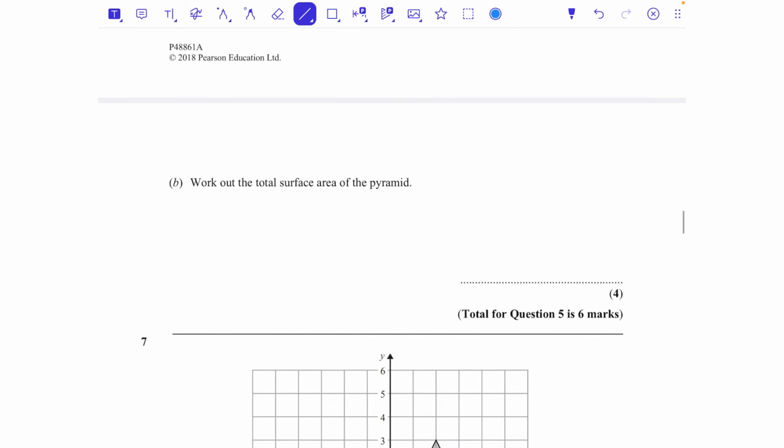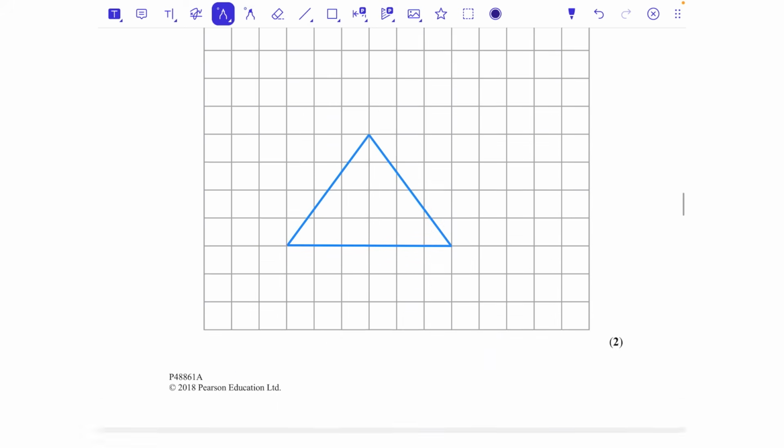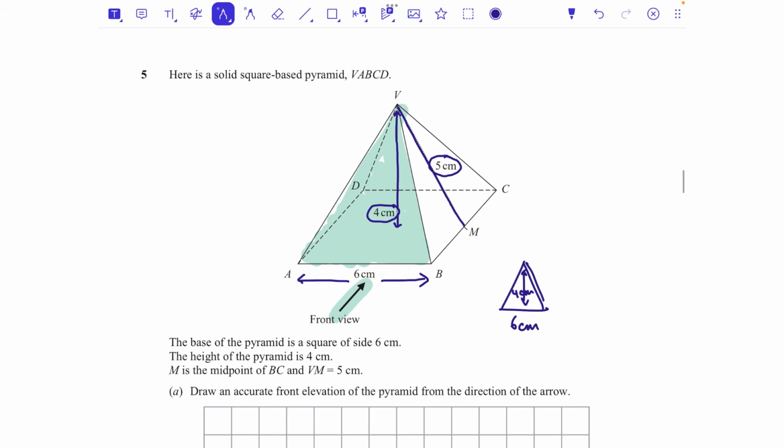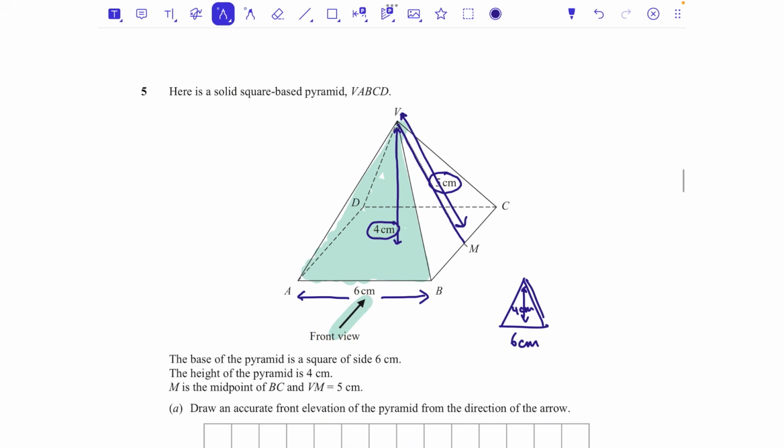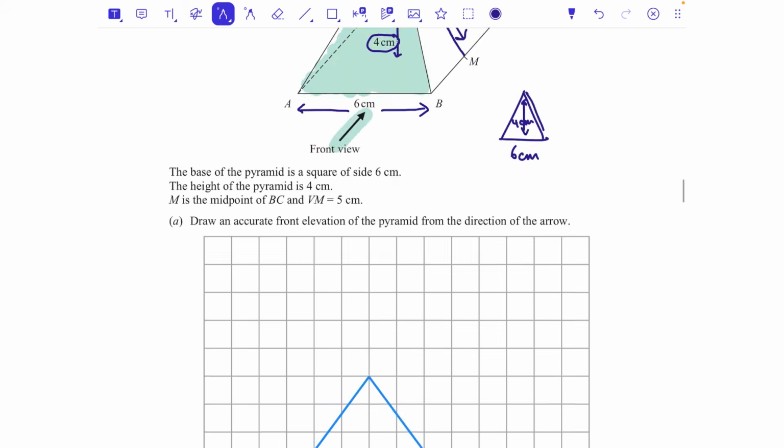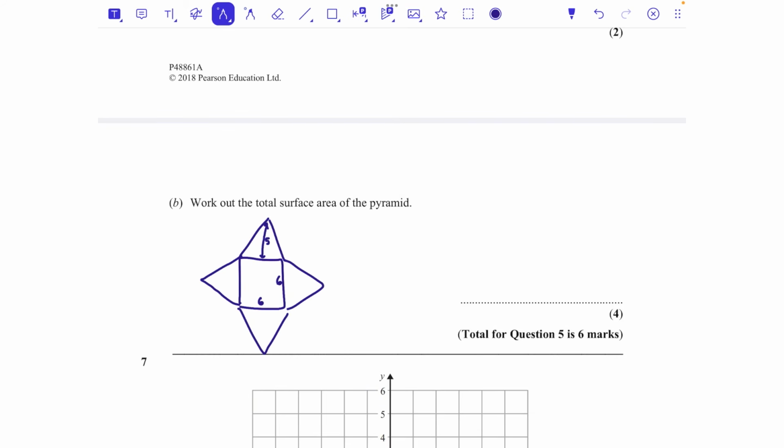Work out the total surface area. So for surface area, you want to think about the area of every single face added together. So if I just unfold this pyramid, it would look a little bit like this. I know that the square is 6 wide and 6 tall, and I know that the triangles have a height of 5, because when you lay them flat, it's going to be that diagonal length. That's the distance from the bottom of the triangle to the top of the triangle. 4 is just how tall it ends up being when you slope the triangles. So 5 is the height of those triangles when you lay them flat. So they are going to be 6 wide and 5 tall.